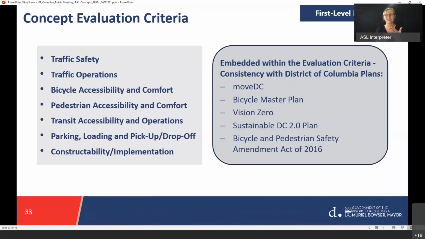Thank you, Cynthia. So the evaluation criteria used to compare and evaluate each of the concepts includes traffic safety, traffic operations, bicycle accessibility and comfort, pedestrian accessibility and comfort, transit accessibility and operations, parking, loading, and pickup drop-off areas, constructability, and finally implementation. And within each of these elements, we also ensure that we're consistent with the District of Columbia plans, including Move DC, the Bicycle Master Plan, Vision Zero, Sustainable DC 2.0, and the Bicycle and Pedestrian Safety Amendment Act of 2016. Next slide, please.